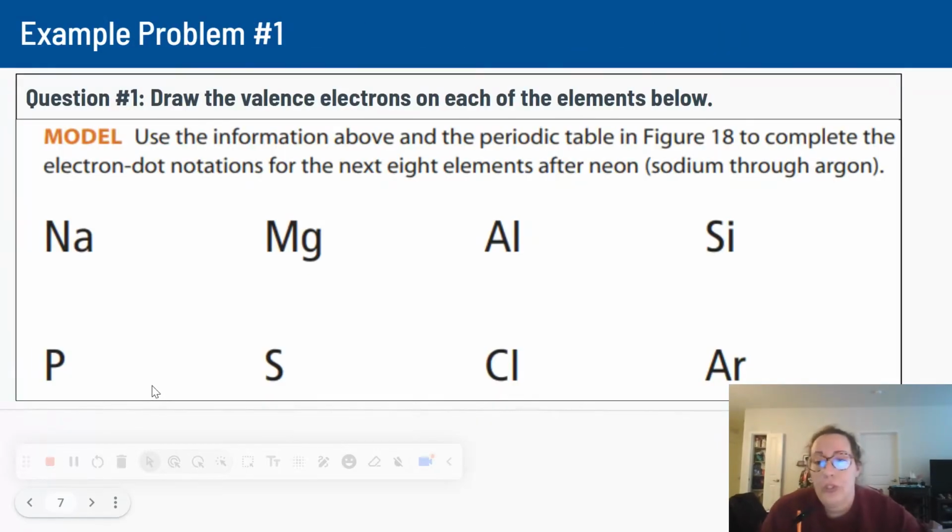I want you to use your periodic table to complete the first example problem. You're going to find all of these elements, find the number of valence electrons, and then draw the dot diagrams like we just did for nitrogen and boron for all 8 of these. So pause, take a few minutes to do that, and then unpause to check your answers.